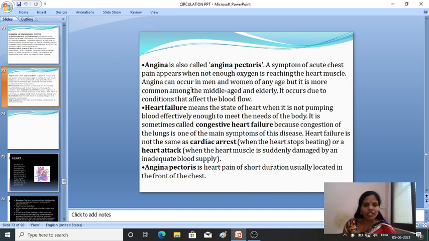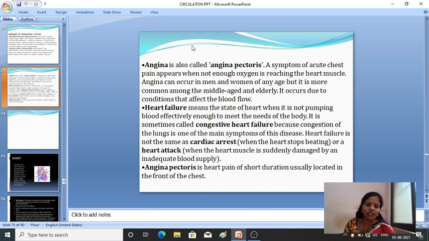Fine. Angina can occur in men and women of any age, but it is more common among middle-aged and elderly people. It occurs due to a condition that affects the blood flow. It is mainly caused by the abnormal flow of the blood. That is angina pectoris.